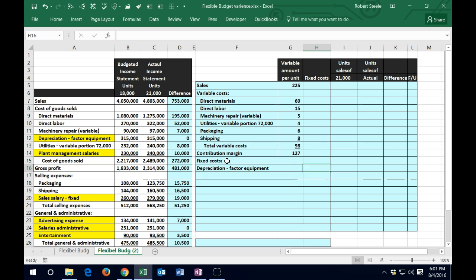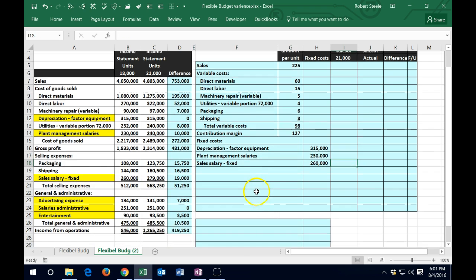So that's going to be this one, and that's going to be the 315. And then we've got the plant management salaries, and that's going to be the 230. And then we got this other yellow guy down here, which is the sales salary, and that's going to be the 260.